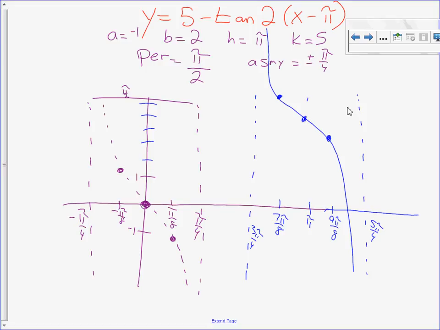What do you got, Jake? I just can't see the first asymptote. 3 pi over 4. What's the second one? 5 pi over 4. No, right after. Oh, 7 pi over 8. Remember what I've got here.